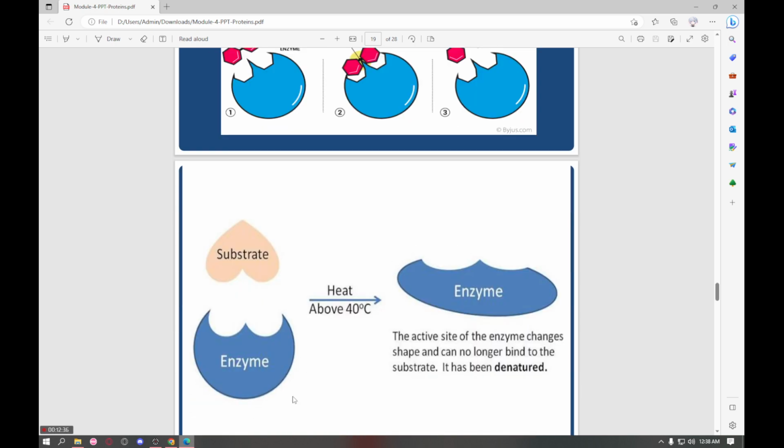So this is the function of your enzymes. It says here that the active site of the enzyme changes its shape. It is no longer a substrate, so your enzyme is not functioning well.